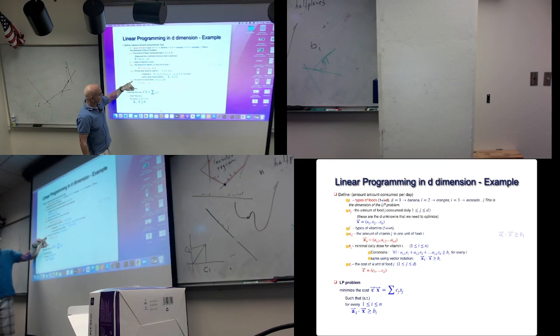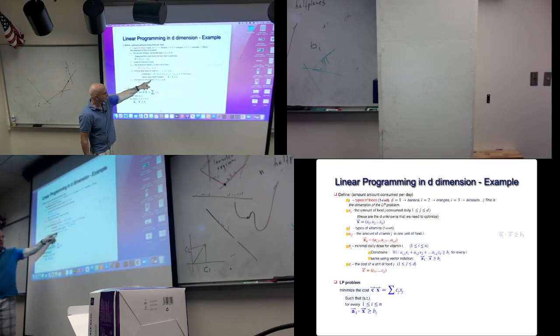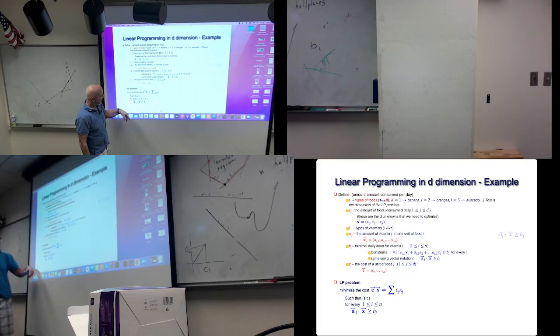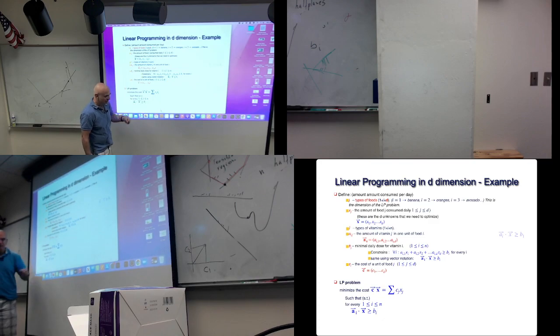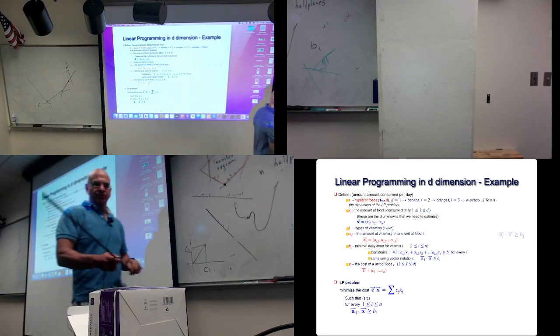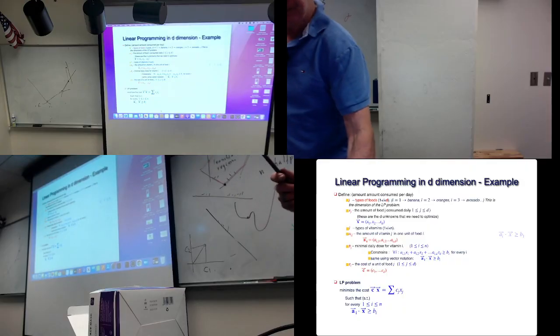C is the cost. C without the vector is the cost of a unit of food, cj is the cost of a unit of food j, and the vector c is just this vector of costs, and you are trying to minimize the cost, c dot product x, such that for each one of the vitamins, ai dot product x should be at least bi. Okay, that would be the general linear programming.